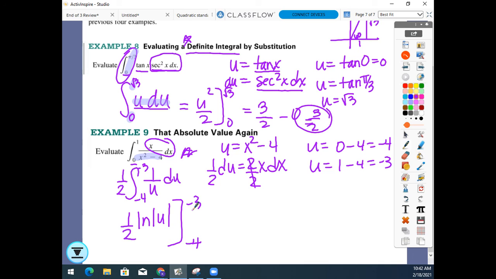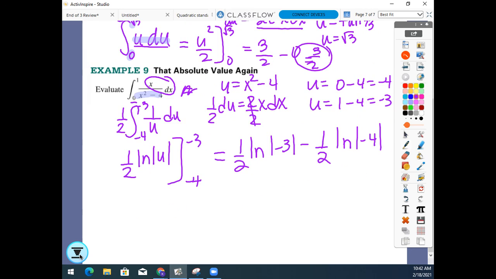All right, this is exactly why we need the absolute value when you're using ln. Because when I plug in -3, we cannot take ln of -3, which is why we need the absolute value. Minus 1/2 of ln of absolute value of 4. So let's simplify. Now, first of all, do you see that I can just factor that 1/2 out? And this is going to be ln 3 minus ln 4.